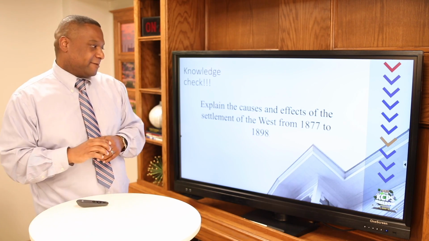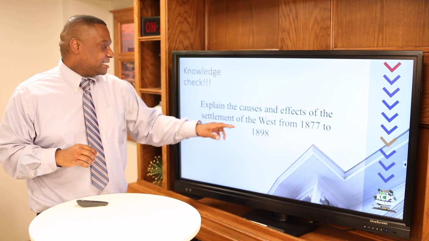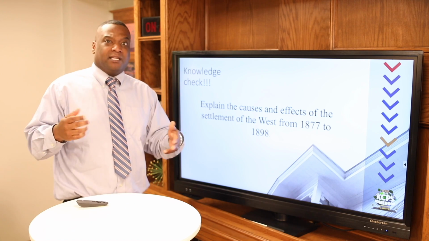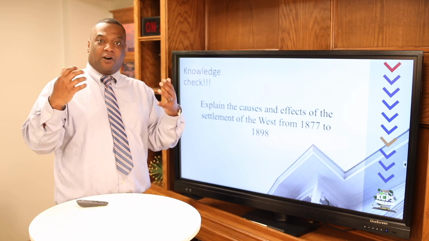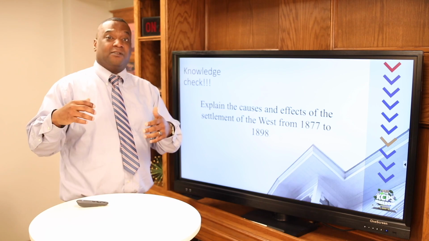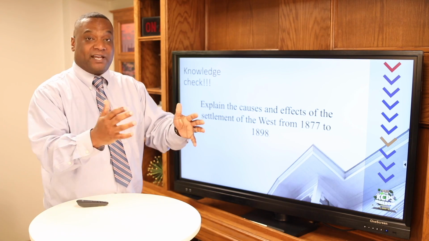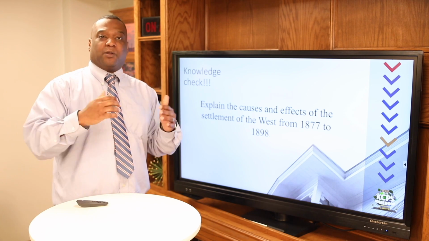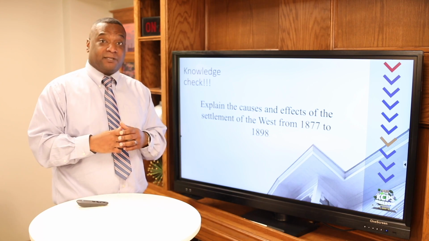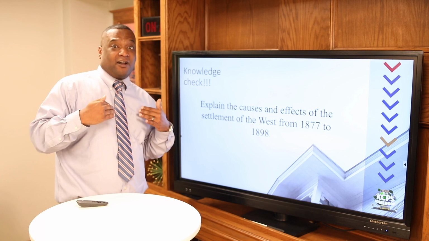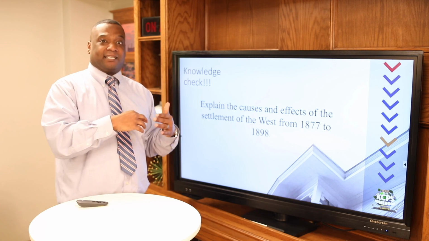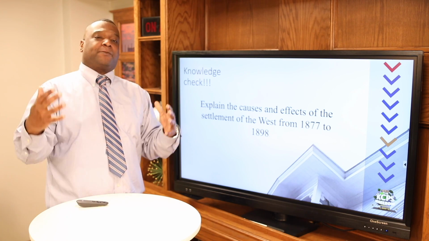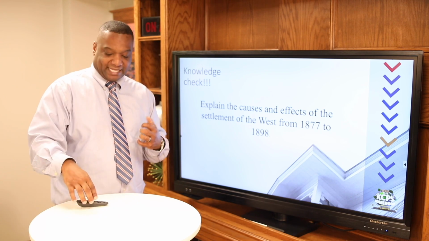Let's do a knowledge check. Can we explain the causes and effects of settlement in the West from 1877 to 1898? Let's think about that. The Homestead Act of 1862 was enticing for people to move out to the Midwest and out to the West, right? It provided an opportunity to build wealth. Excitement, you remember? I can become rich on my own. I don't need my cousin to give me a job at the factory in the city. This all became great opportunities for these people to move out west.